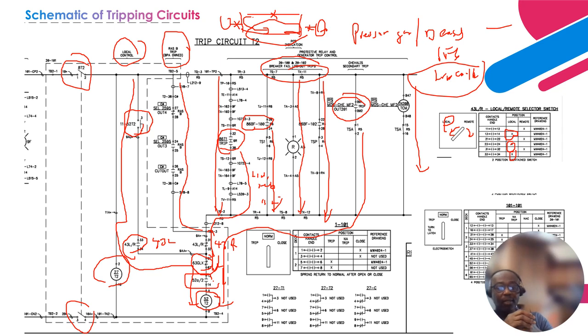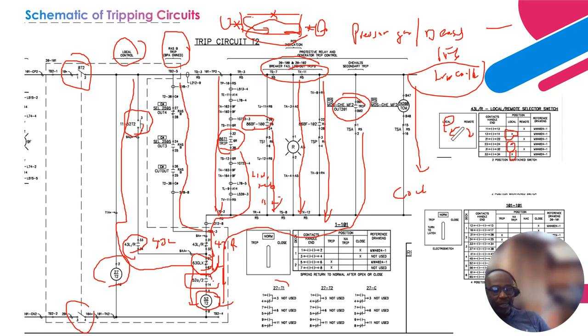Remember I told you that monitoring the trip coil is very important. So what this auxiliary relay is doing is, and this is the coil, it's monitoring trip circuit two and the coil of trip circuit two. Okay, so what you can see over here are all auxiliary contacts, right?